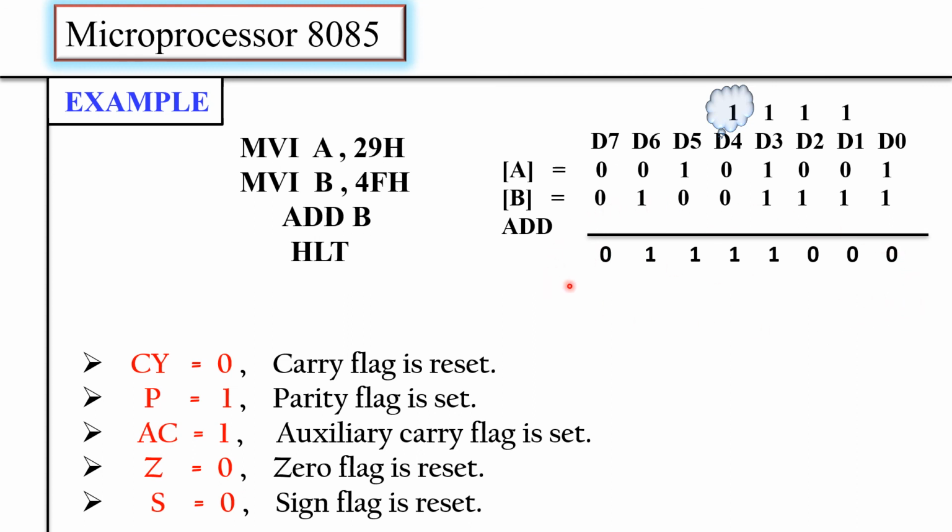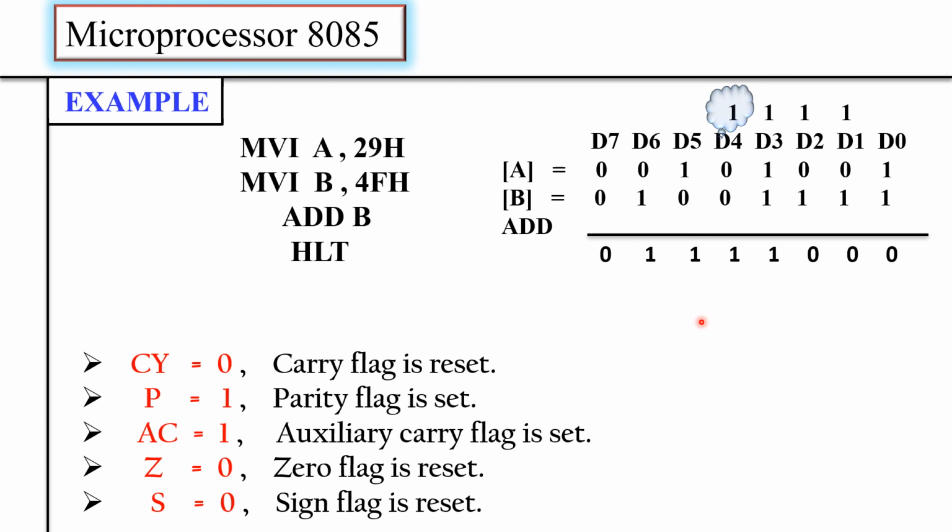Here there is no carry generated from the most significant bit, or there is no ninth bit. The result in the accumulator is 8 bit. So the carry flag is 0, or the carry flag is reset, since there is no carry generated during this operation. Clear? Now let us count the number of ones: 1, 2, 3, 4. Four means even. The number of ones is even, so the parity flag is set to 1.